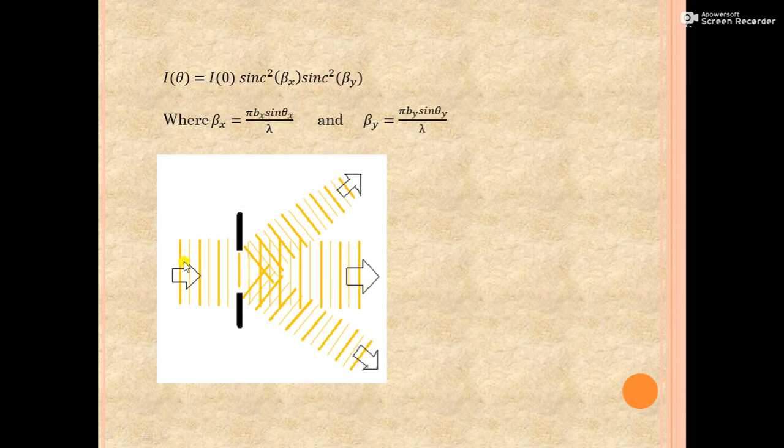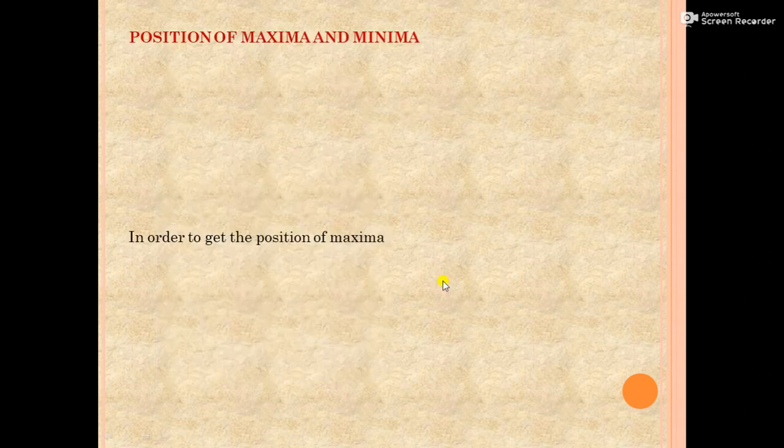So this is the rectilinear propagation of light, but due to the presence of the small aperture of small width, the light gets refracted along other directions. So now we have to calculate the position of maxima and minima.